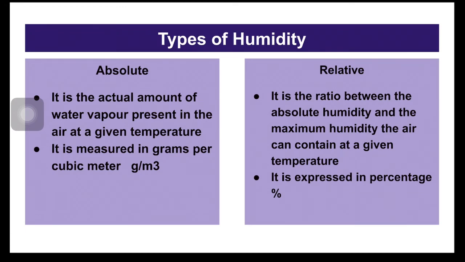Absolute humidity means the total amount of humidity present in the air, and relative humidity means the amount of water vapor which the air can hold at the given temperature, and what is the amount present in the air during a particular time and on a particular temperature.